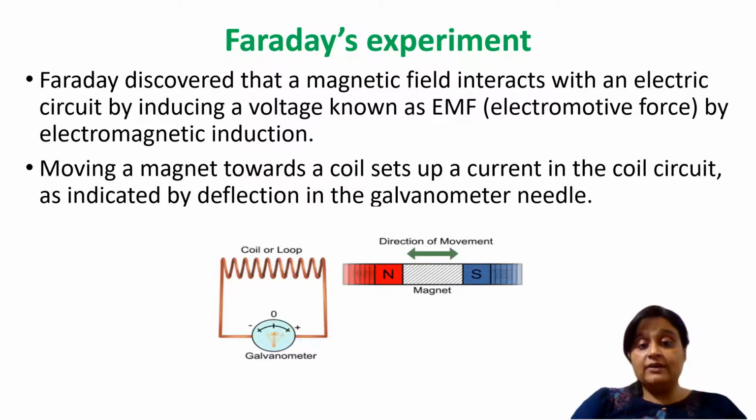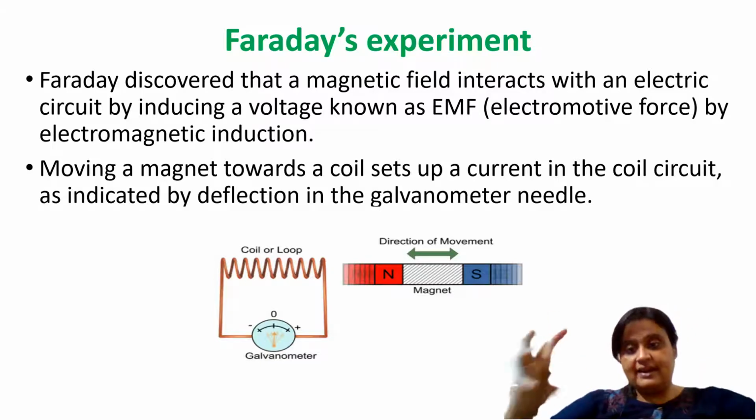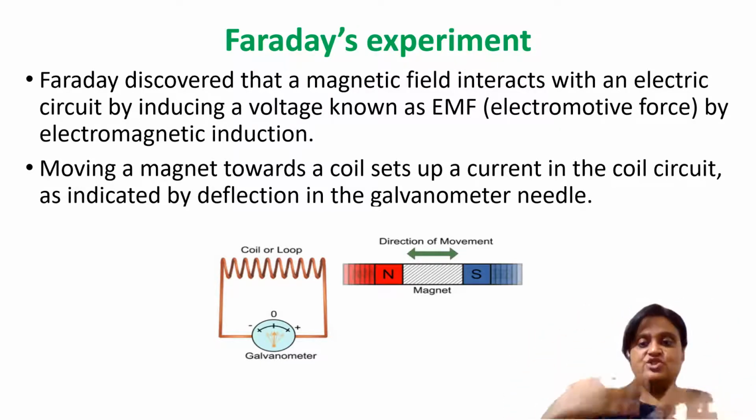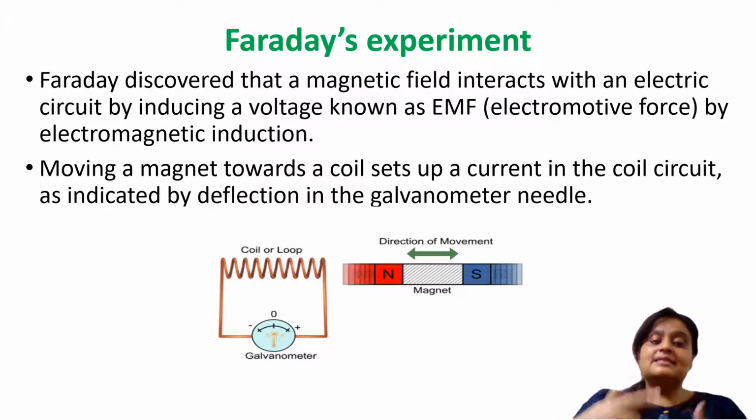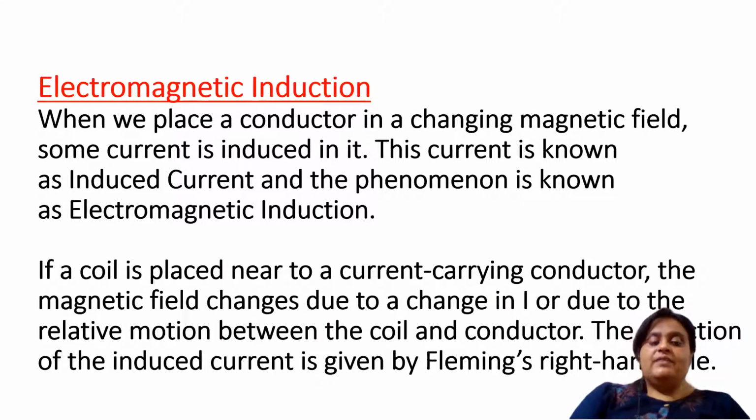Either move the coil or move the magnet, so that the magnetic field lines keep changing. As they change, we will see the deflection in the galvanometer, up and down, meaning left and right, which will show that yes, there is a current being induced. That is a small experiment we can do, right? So when we place a conductor in a changing magnetic field, changing magnetic field is an important phrase. That is a changing magnetic field.